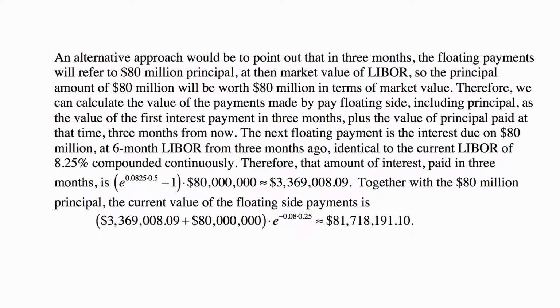3 months from now. Now, the next floating payment is the interest due on 80 million at 6-month LIBOR from 3 months ago, identical to the current LIBOR. Therefore, that amount of interest paid in 3 months is $3,369.09. Together with the 80 million principal, the current value of the floating side payments is 80 million plus that, discounted at an appropriate rate, 81,718,191.10.